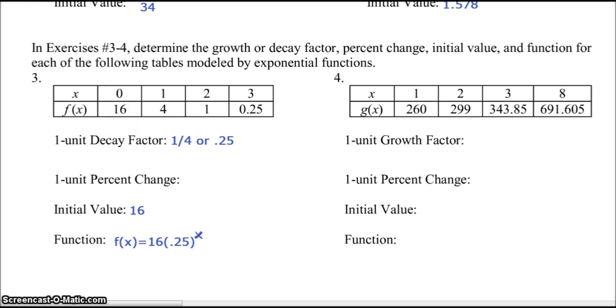Now we also could find our 1 unit percent change. Notice that if the decay factor is 25%, then the percent change will be 75%. We could do it like this: 0.25 minus 1 is negative 0.75, or negative 75%. Or we could say that there is a 75% decrease.